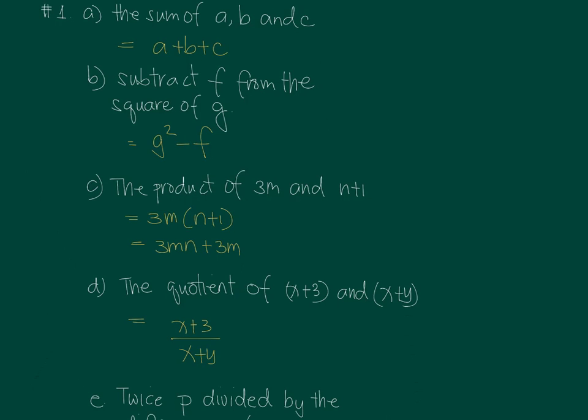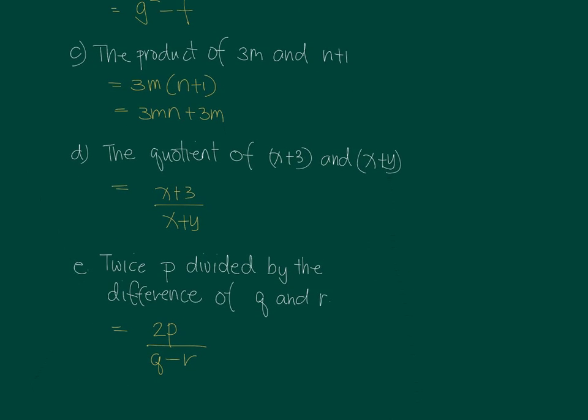Okay, letter D. In letter D, we want to express the quotient of x plus 3 and x plus y. Now, since x plus 3 was stated before x plus y, we could assume that x plus 3 is being divided by x plus y. Now, quotient, by the way, is the result of division. So we have the expression x plus 3 divided by x plus y.